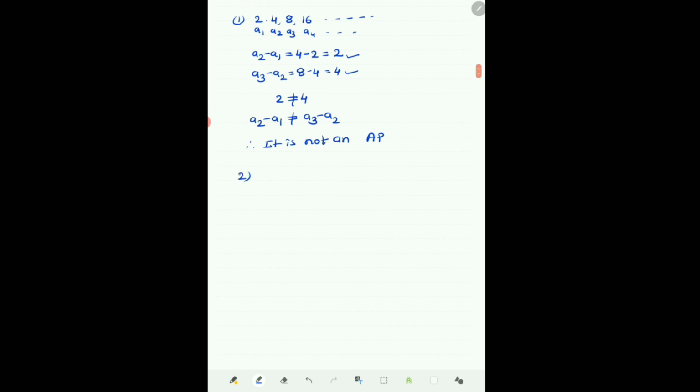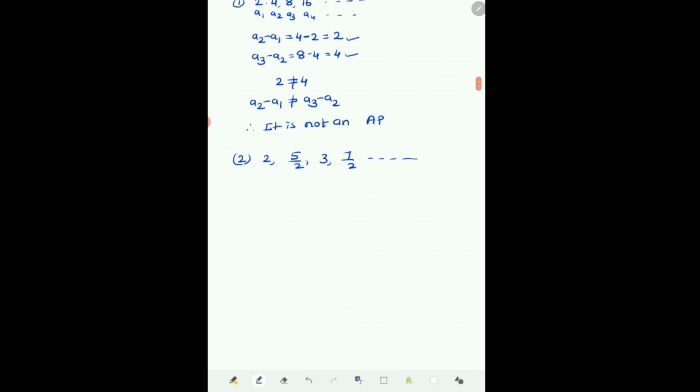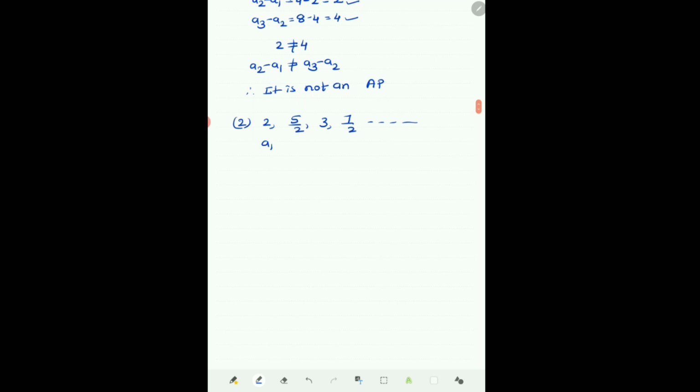So let us take one more example. That is the second one: 2, 5 by 2, 3, 7 by 2, and so on. Here A1 is 2, A2 is 5 by 2, A3 is 3, A4 is 7 by 2. 4 terms are given. So let us verify whether A2 minus A1 is equal to A3 minus A2 is equal to A4 minus A3. First let us find A2 minus A1.